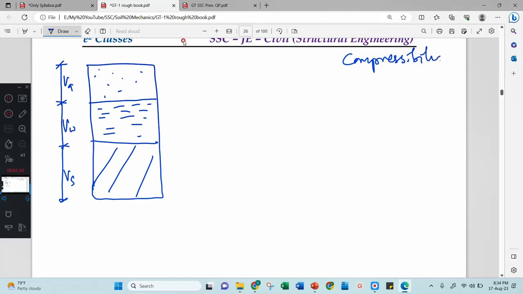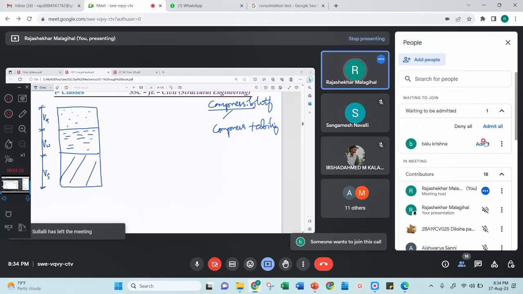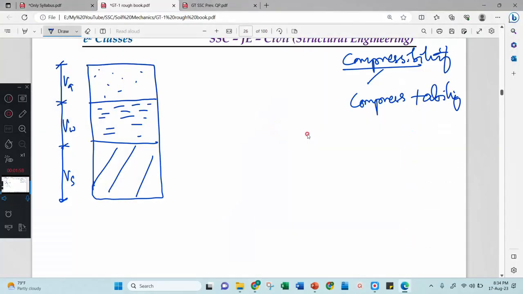Compressibility, correct? Here you can see one word is compression and another word is ability. It means whether the soil is compressible or not. This question we have to answer. How do you define whether the soil is compressible or not? Compression means, if any change in the volume occurs, then I can consider it as compression. Ability means the soil is able to compress.